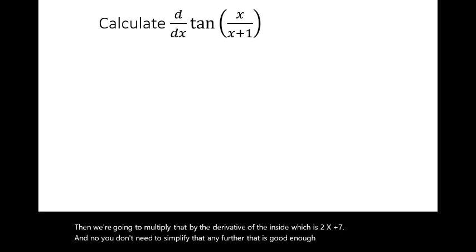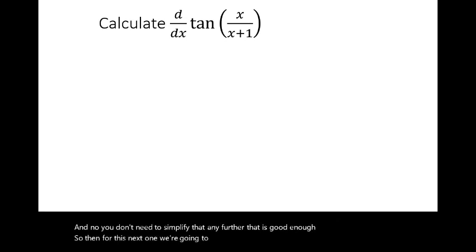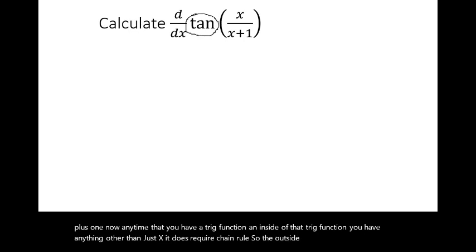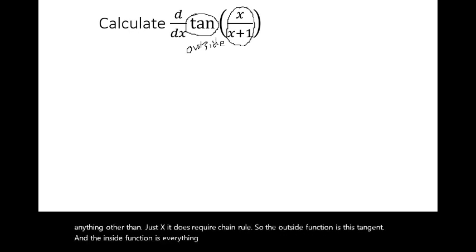So then for this next one, we're going to be calculating the derivative of the tangent of x over x plus 1. Now, anytime that you have a trig function and inside of that trig function you have anything other than just x, it does require chain rule. So the outside function is this tangent, and the inside function is everything that is inside the tangent, which is x over x plus 1.